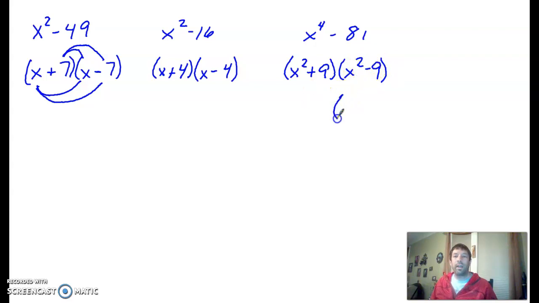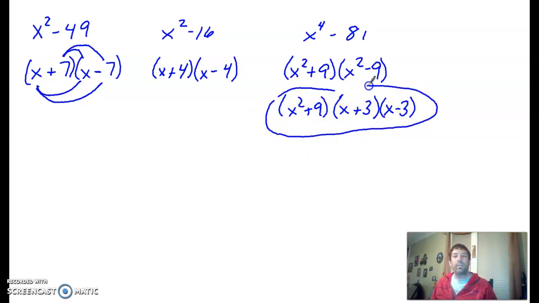So we can actually factor that further. We can square root the x squared into x and square root the 9 into 3. So we get x plus 3 and x minus 3. And then we keep the x squared plus 9 that we had before. This is completely factored now. So this is the answer that we'd be looking for. Okay? So those are examples of factoring a difference of squares.